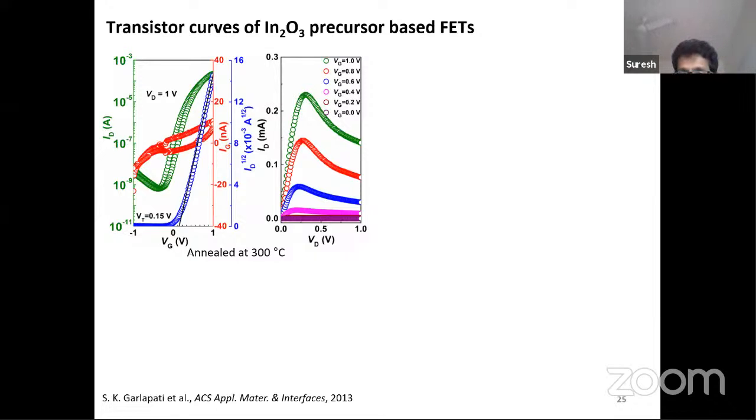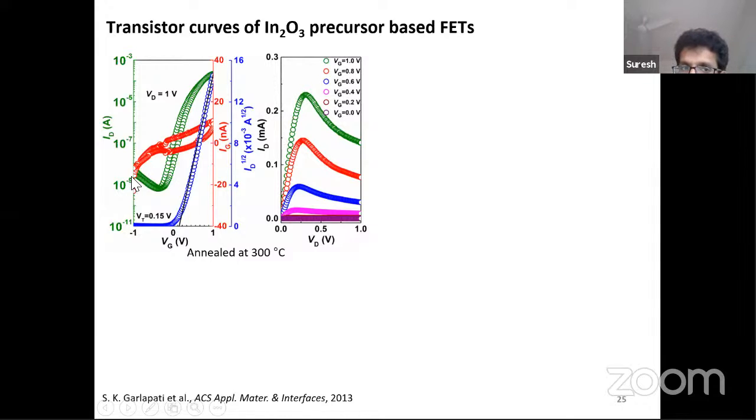Okay, now comes the electrical characterization part. So the printed precursor-based transistors are characterized. What we see here is the drain current, and this is the gate voltage, and the applied drain voltage is around 1 volt. This green curve is showing the transfer curve.